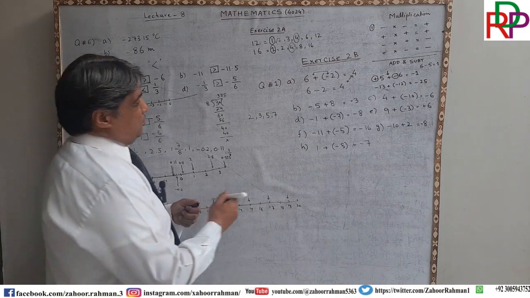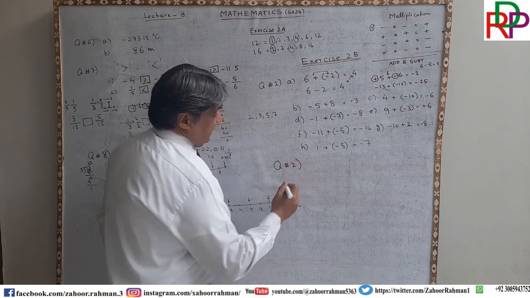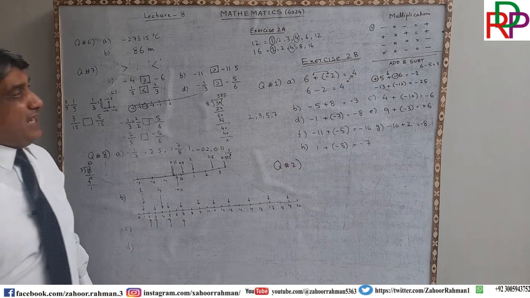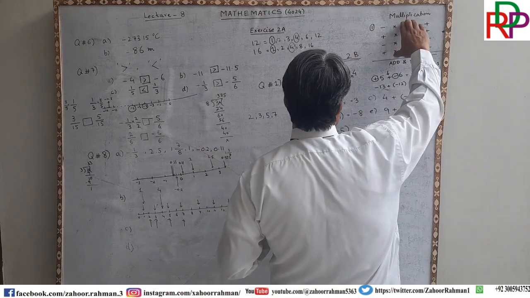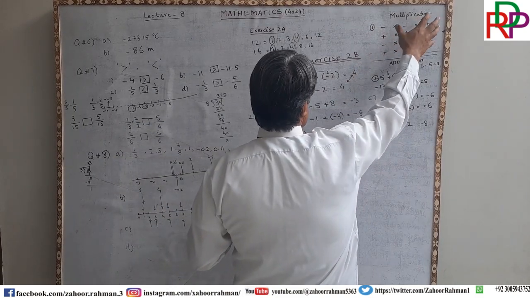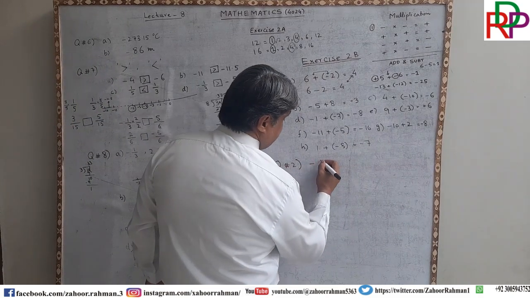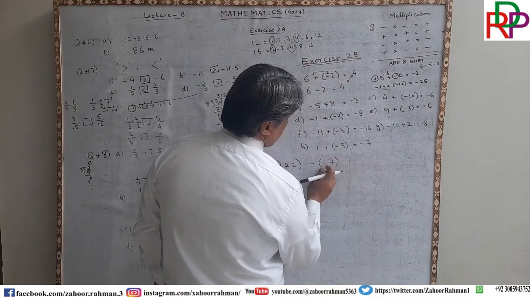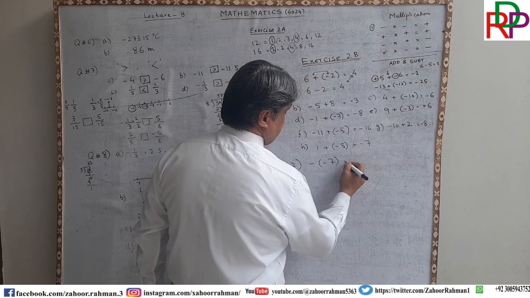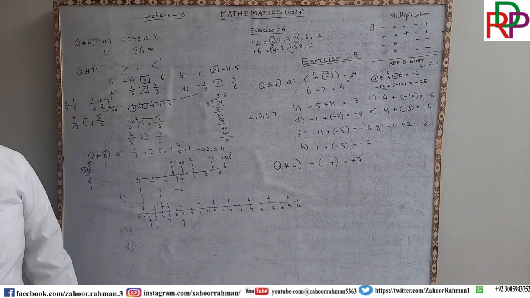Now question number 2 is saying evaluate each of the following. Now you have to give consideration to this: that was addition and subtraction, but in this case, you have to follow the multiplication rule. First they are saying minus into minus 7. You know, when minus is multiplied with minus, it will give you positive. So the answer will be positive 7. That was the A part.